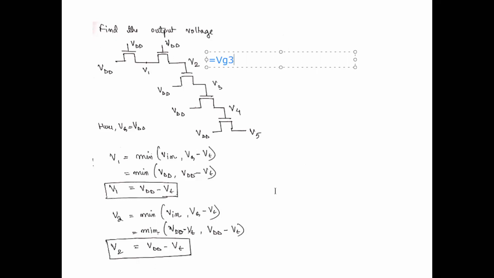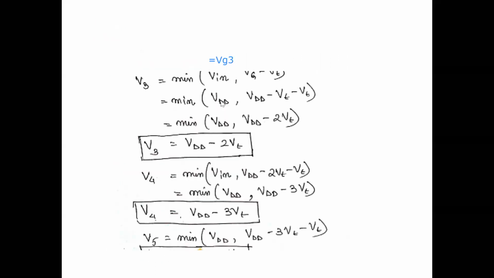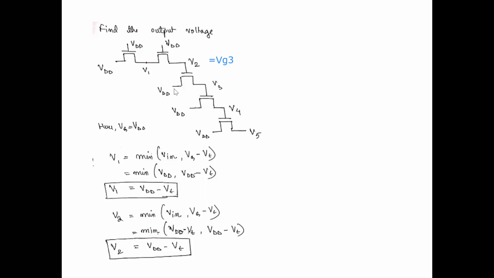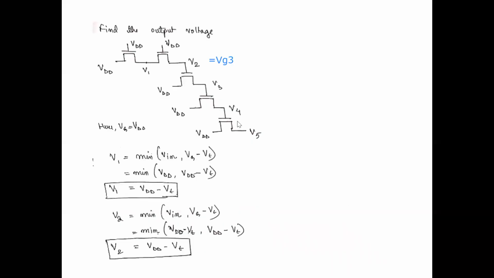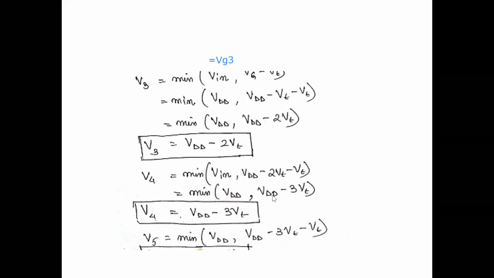So what is the output now? It is the minimum of Vin, Vg minus Vt. Vin, they have given, is nothing but VDD. Vg is this one, VDD minus Vt, minus Vt. So VDD comma VDD minus 2Vt. This is the minimum value. Similarly, go on substituting and you'll find the final V5. V4 is again Vin minus Vg minus Vt. Here Vg will be nothing but the output of this one. The output from this one is this value. So it will be VDD minus 3Vt. This is the minimum value.